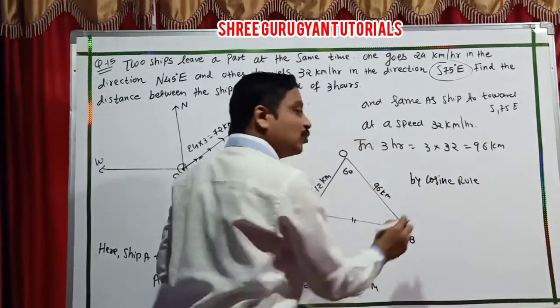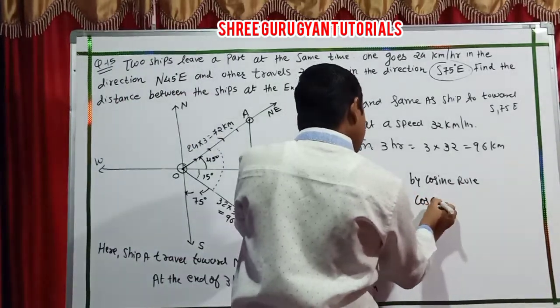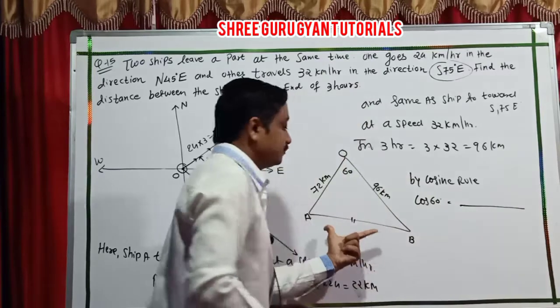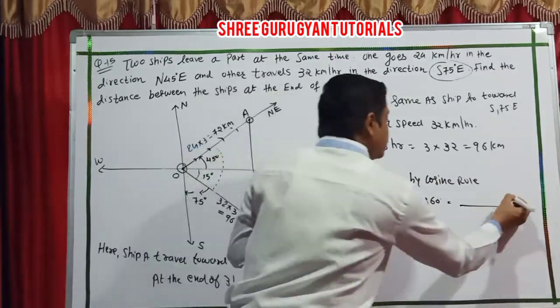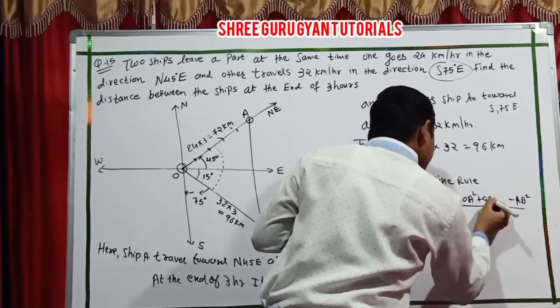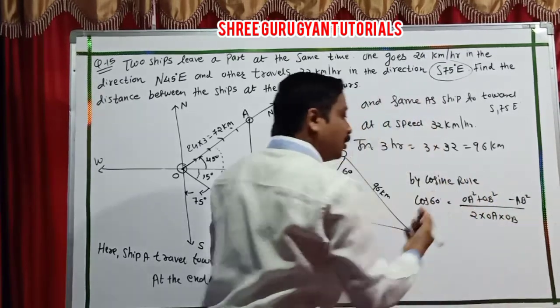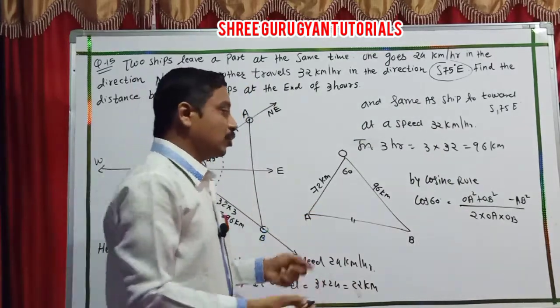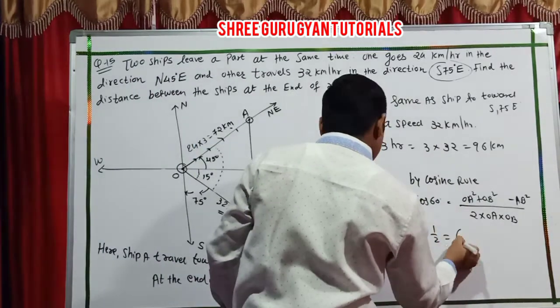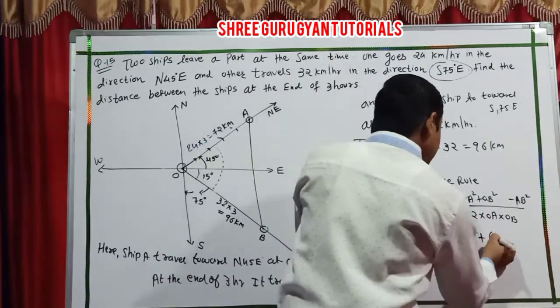Students, very easy, cosine rule. This degree applies cos 60. The opposite side, AB, is the minus position, and the other terms are OA square, OB square, minus 2 times OA into OB. All values are known. Cos 60 is half. OA is 72, OB is 96.